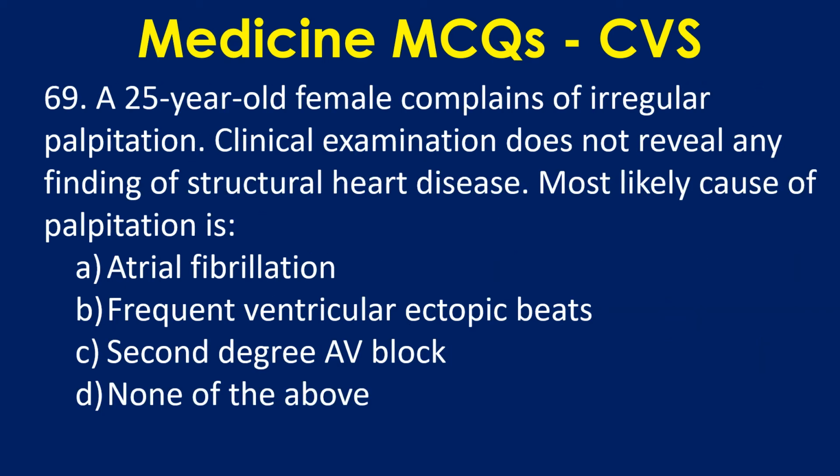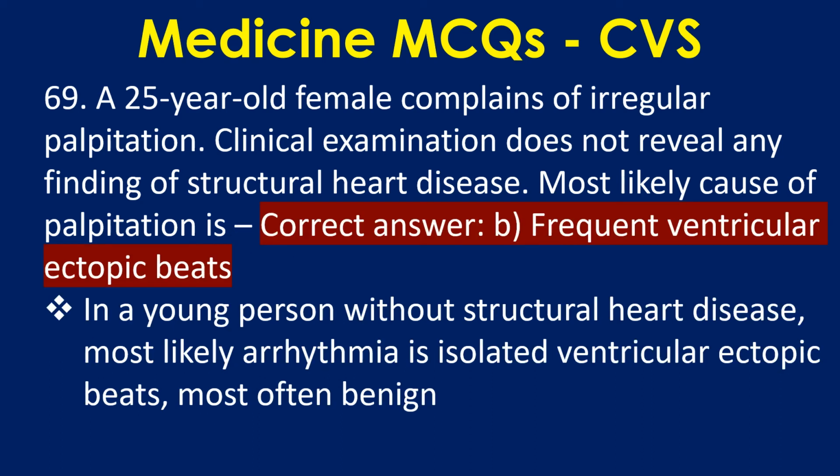A 25-year-old female complains of irregular palpitation. Clinical examination does not reveal any finding of structural heart disease. Most likely cause of palpitation is A. Atrial fibrillation, B. Frequent ventricular ectopic beats, C. Second-degree AV block, D. None of the above. Correct answer: B. Frequent ventricular ectopic beats. In a young person without structural heart disease, most likely arrhythmia is isolated ventricular ectopic beats, most often benign.